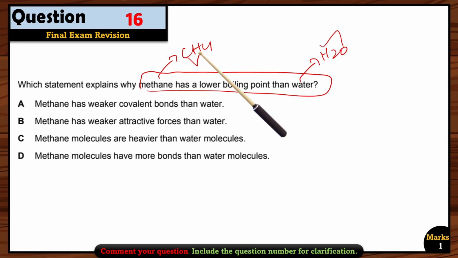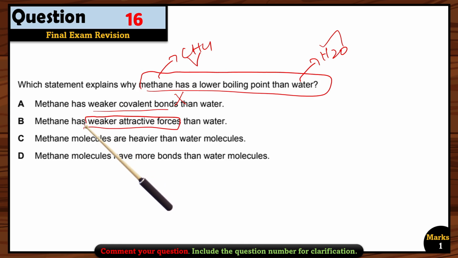So you have to look at this one. Methane has weaker covalent bond. Again, wrong. Covalent bonds are not responsible for lower melting or boiling point. Methane has weaker attractive forces. Yes, this option is right. Methane has weaker attractive forces than water. Okay. Water also has weak attractive forces, but methane's attractive forces are weaker than water's. That's why the methane boiling point is lower than the water. So that's why this option is the right option.